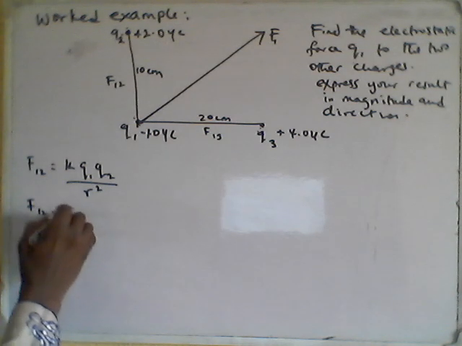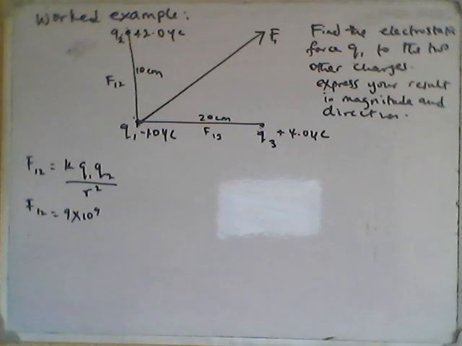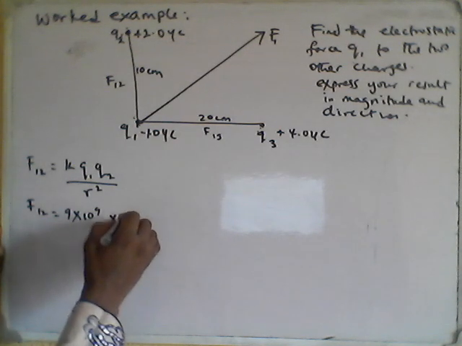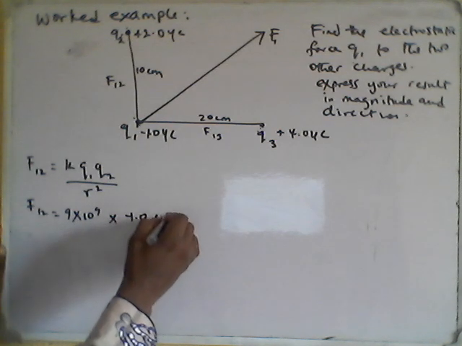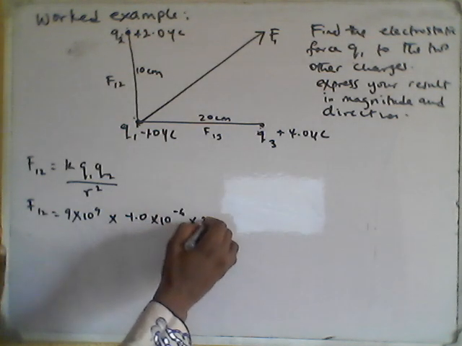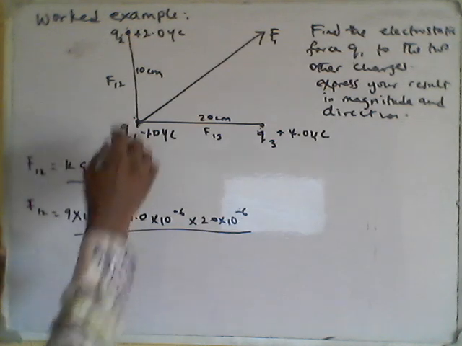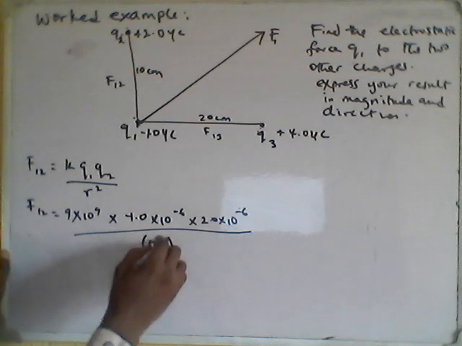So F12 is equal to K, which is 9 times 10 to the power 9, first of all, and Q1 is given as, I'll just remove the units so that I don't make it complex, minus 1.0 times 10 to the power minus 6. Why? Because it's a microcoulomb. Then times 2.0 times 10 to the power minus 6, all over, now this 10 cm in meters is 0.1 meter, so 0.1 meter all squared.